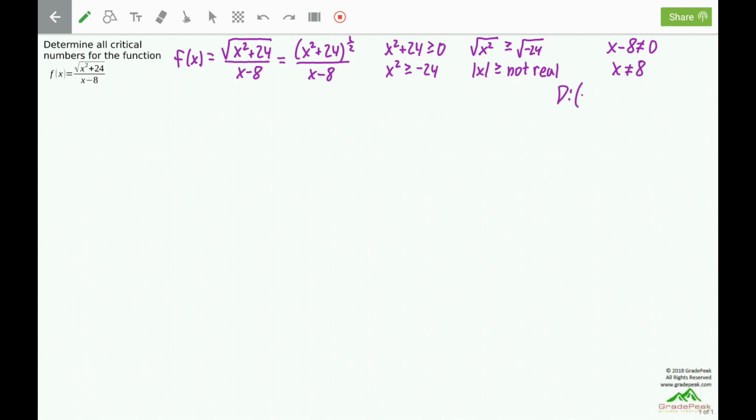So the domain will start at negative infinity, go up to positive 8. It will not include it, so round bracket on the 8. Union, it will start back up at 8 again, but not including, round bracket, and all the way to positive infinity. So that domain is all real numbers except for positive 8. The next thing to do is find the derivative.